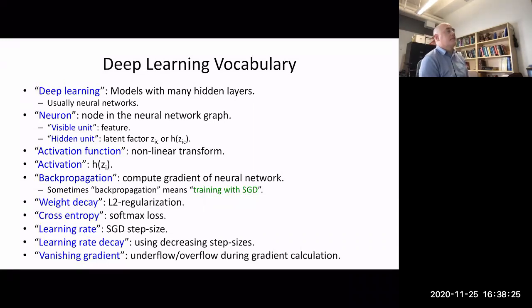Sometimes people very confusingly use backpropagation to mean training a neural network using stochastic gradient descent. Weight decay is, I think, the most annoying of all of the terminology in deep learning. It just means L2 regularization of the neural network weights. Cross entropy, again, you can argue about whether or not that's better than softmax, but it's the same thing. Learning rate is the stochastic gradient step size. Learning rate decay means you change the learning rate over time, decreasing it as you go. And vanishing gradient refers to the problem of usually underflow of some kind, zeroing out your gradient computations.